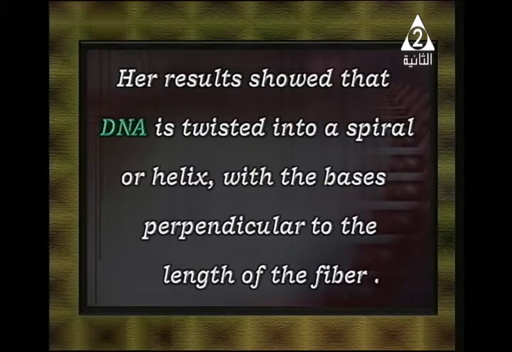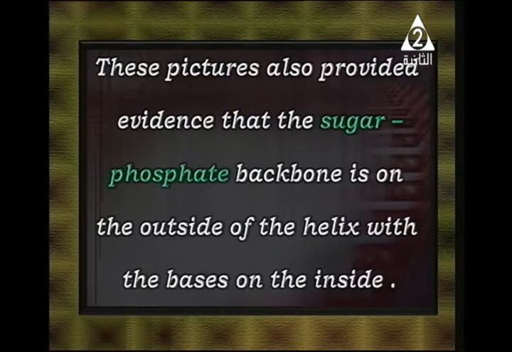And after Franklin's experiments, after she got purified dots or crystals of DNA, she proved that the DNA is twisted into what? A spiral or helix with the bases perpendicular to the length of the fiber or the length of the backbone. These pictures also proved that the sugar phosphate backbone is on the outside of the helix with the bases on the inside. So we have here the total structure of the DNA. The nitrogenous bases are inside the double helix, while the sugar phosphate backbone is outside.